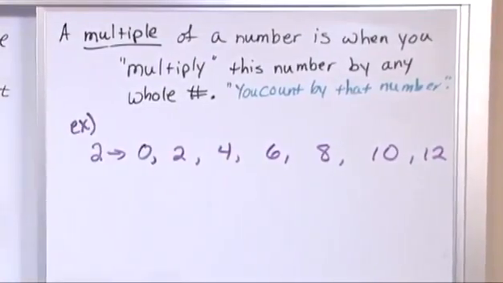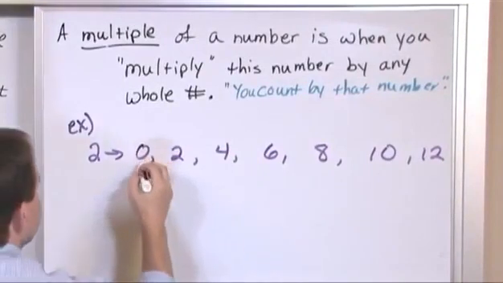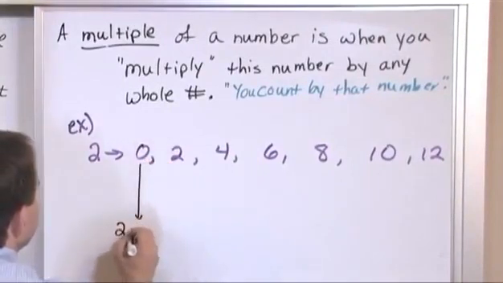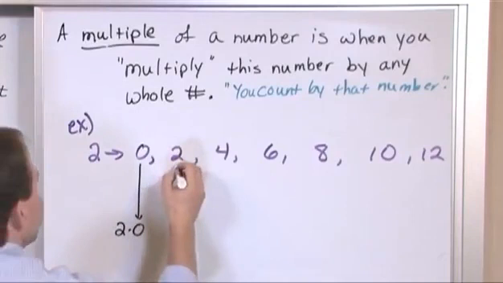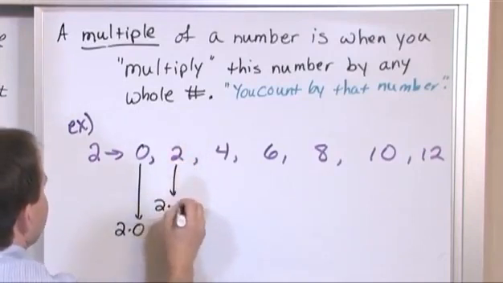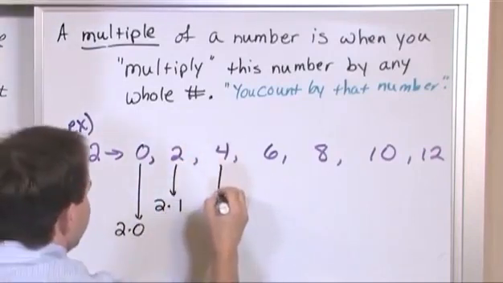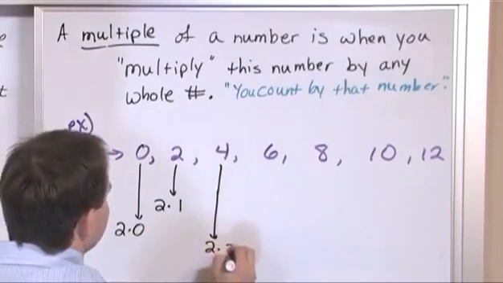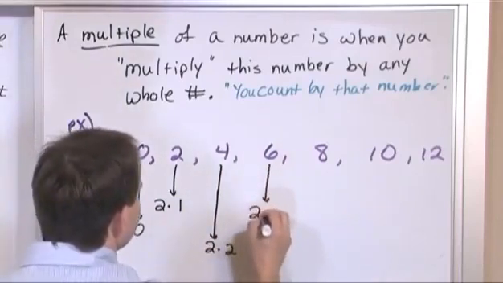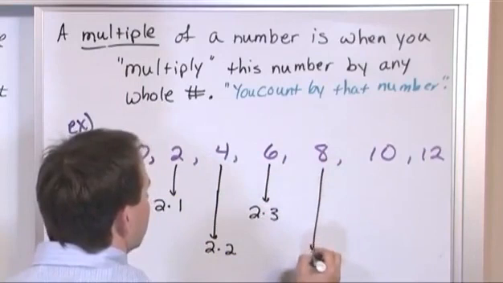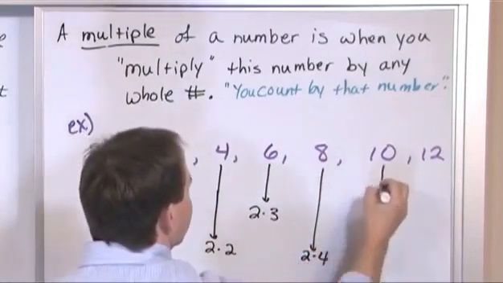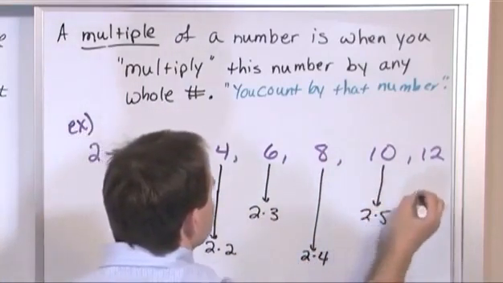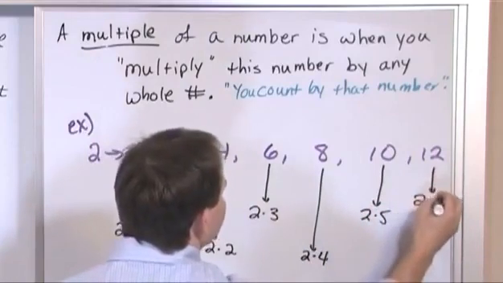Why is it called multiples? Because the first number in this list is 2 times 0. The second number in this list is 2 times 1. The third number in the list is 2 times 2. 2 times 3. 2 times 4. 2 times 5. 2 times 6.